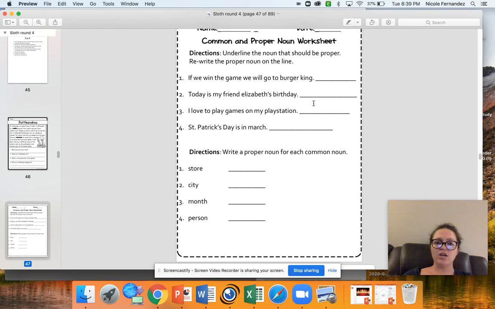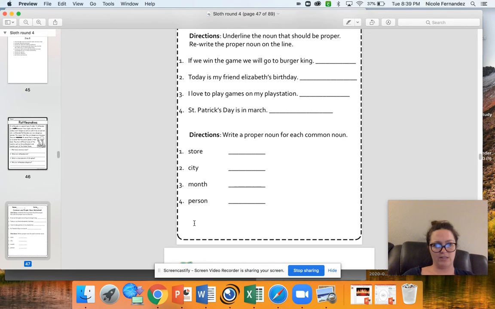Now, if you remember, store would be a common noun because it could apply to so many different places, whereas Target applies to a specific store. So Target would get a capital T, whereas store would not. And then here at the bottom, you're going to write an example for a store, city, month, or person.